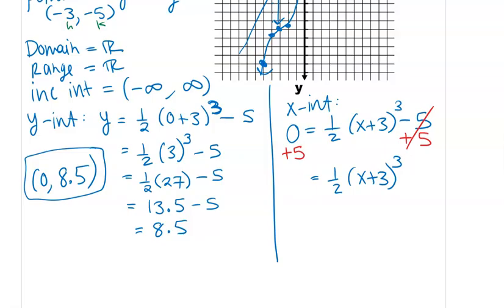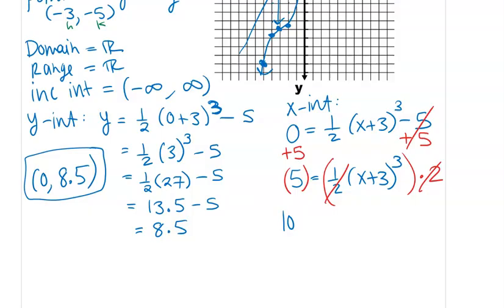Whoops, this would be a 5 because 0 plus 5 is 5. Okay, so I added the 5 over, and now I'm going to multiply by 2 to both sides to get rid of the 1/2. That's a multiplication symbol there. It looks like a weird other thing. That was 2 times. Okay, and then I'm left with my cube.